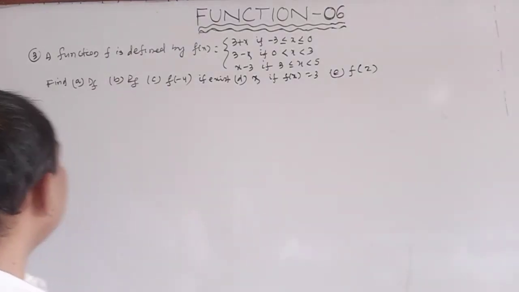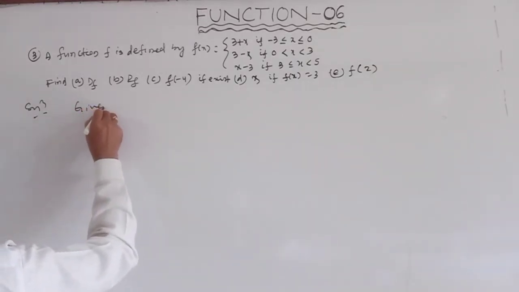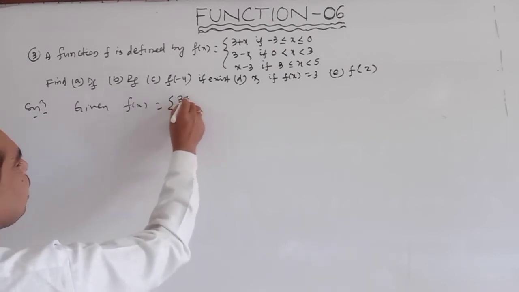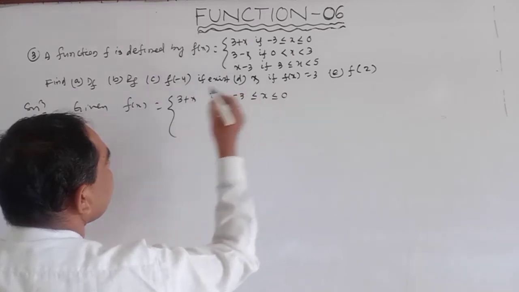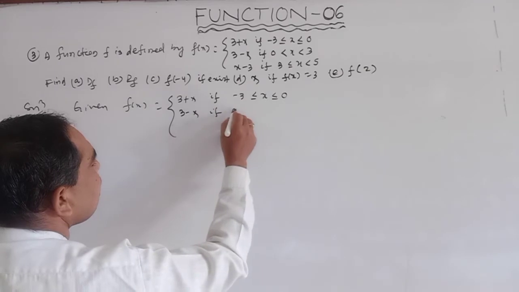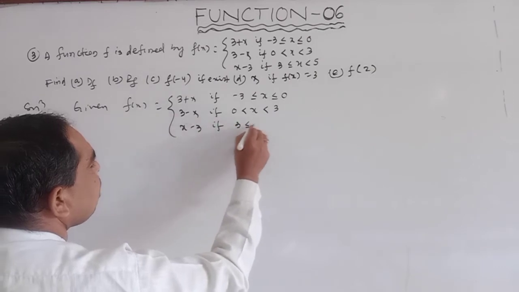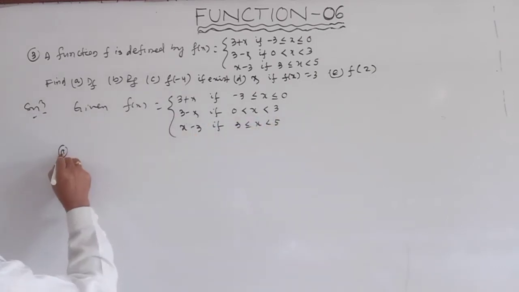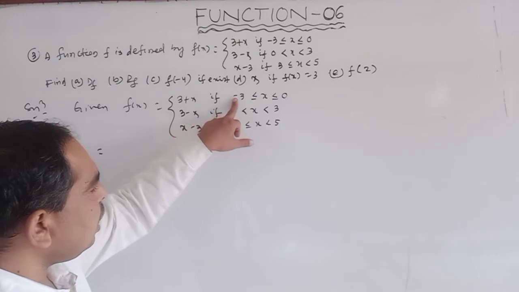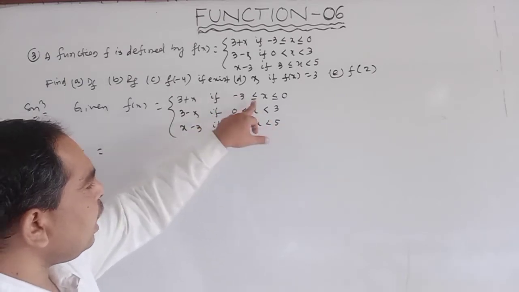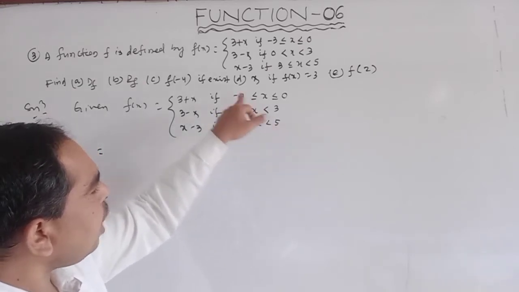So, solution of question number 1. Given f of x is equal to 3 plus x if -3 is less than or equal to x less than or equal to 0, 3 minus x if 0 is less than x less than 3, x minus 3 if 3 is less than or equal to x less than 5. So part a is the domain of f. Domain of f means x is from -3 to 5. Semi closed, semi open. Here equal is given, here equal is not given. So the domain of f is -3 to 5.